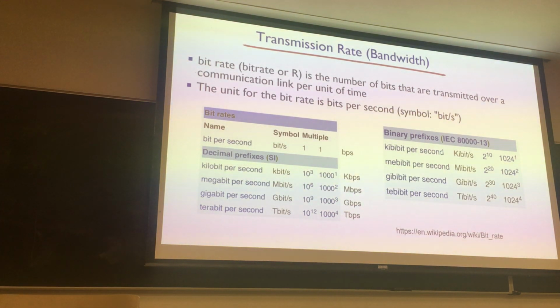Of course, if you don't use the binary prefix, then usually you have this i after the K. For example, if it's using the binary, it's Kibits per second. If it's megabits per second, it's Mibit. So pay attention to this. But most people use the decimal prefix.